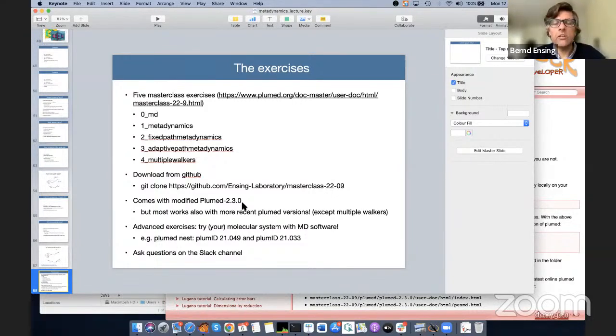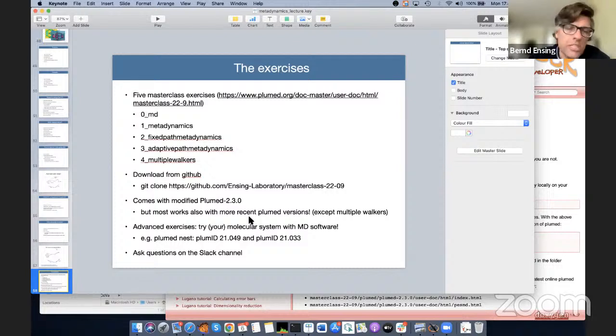In particular, we have our own developed path CV version that's developed in our lab, which has the multiple walker stuff, which I don't think is yet in the official Plumed online. Feel free to use the version online. If you want to use a more recent version, there's Plumed 2.8. I'm more than happy to help you as well.